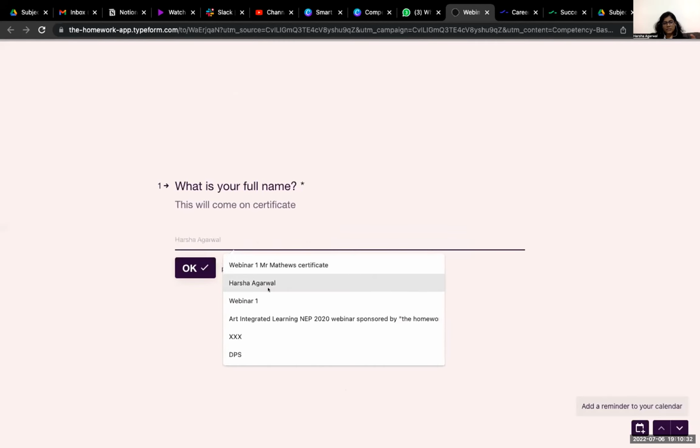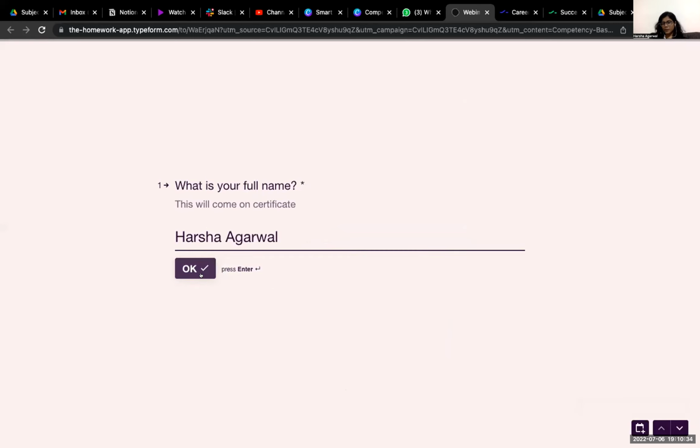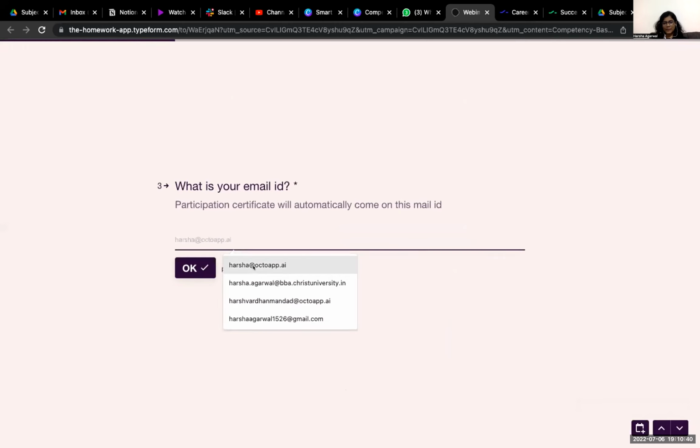So you just click on the start button. After clicking on the start button, you fill your name. After filling your name, you fill your correct phone number. After that, you type your email ID.